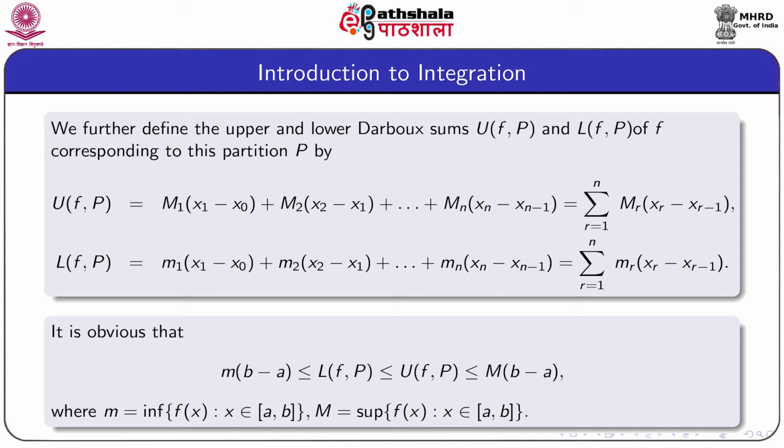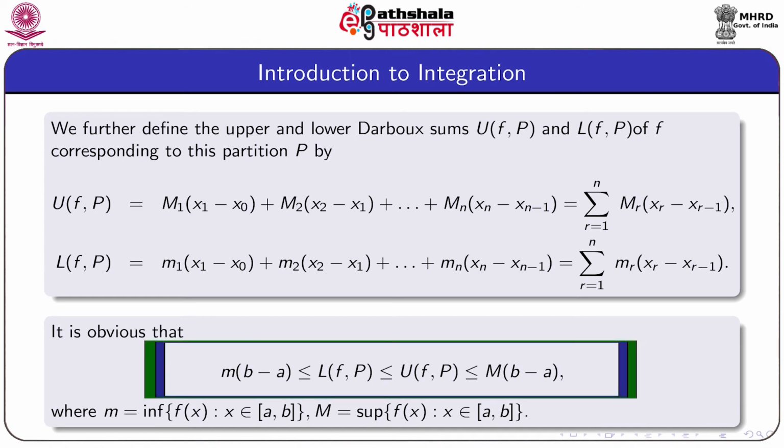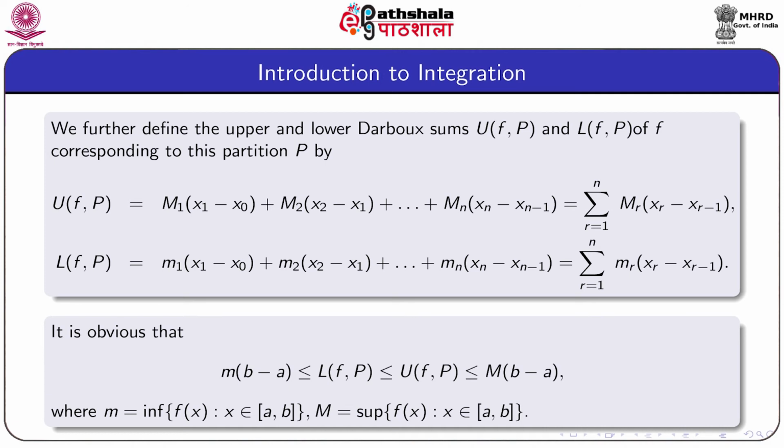The lower sum is defined in a similar fashion, only the supremums of f(x) in the subintervals are replaced by infimums. That is, L(f,P) is the summation r equals 1 to n of small mr times (xr minus xr−1). It is obvious that small m times (b minus a) is less than or equal to L(f,P), which is less than or equal to U(f,P), which is less than or equal to capital M times (b minus a), where small m is the infimum of f(x) and capital M is the supremum of f(x), where x runs over the bounded closed interval a to b.